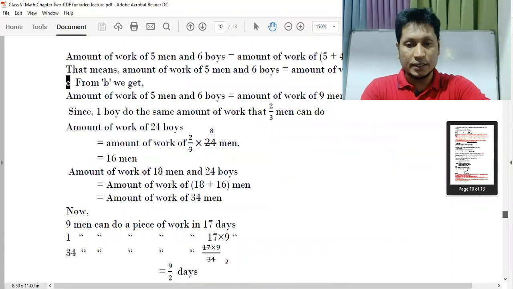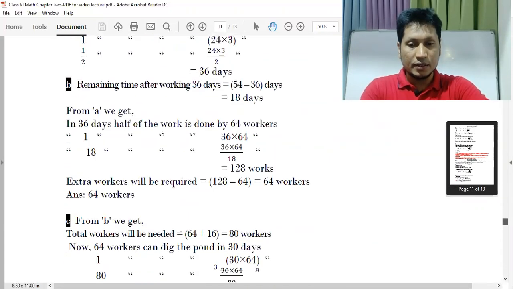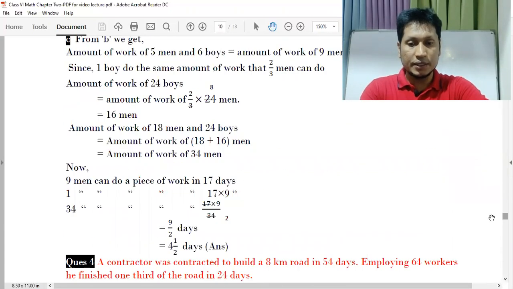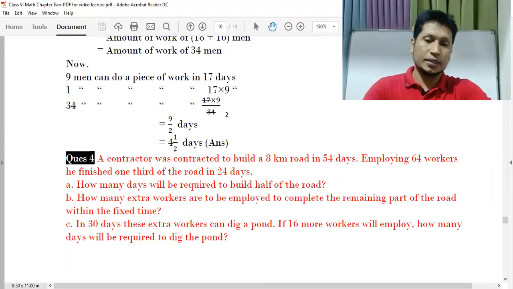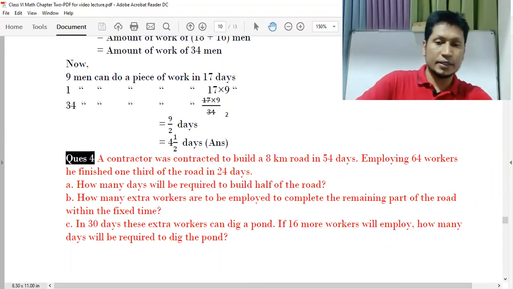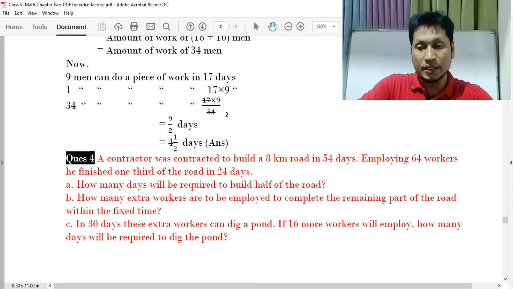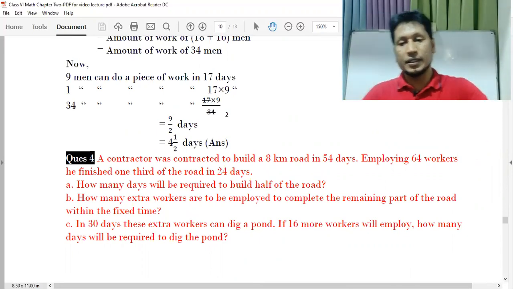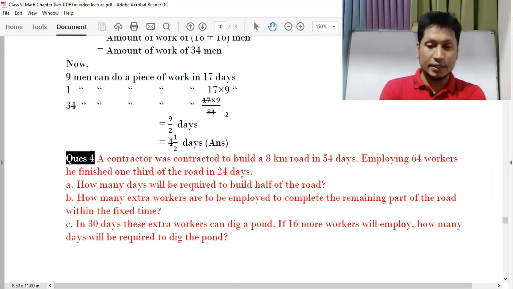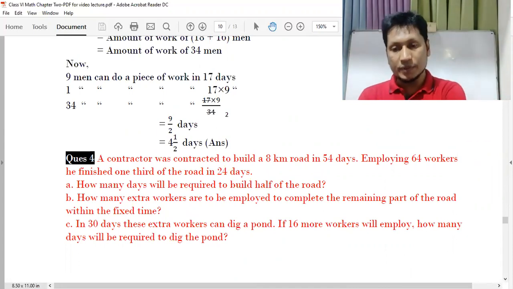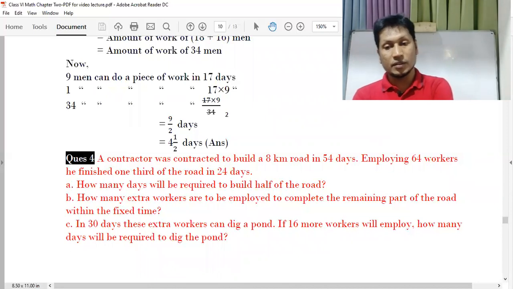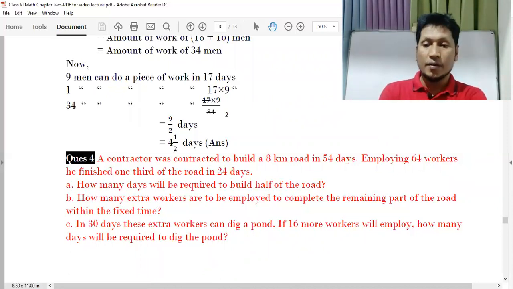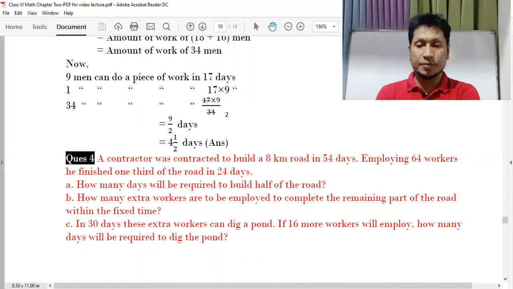So let us start a creative math. We will solve the most important creative maths from your textbook, which is question number 4. Question number 4 we will discuss now. The question says a contractor was contracted to build an 8-kilometer road in 54 days. That is, the total length of the road is 8 kilometer, and he contracted that he will complete it within 54 days.